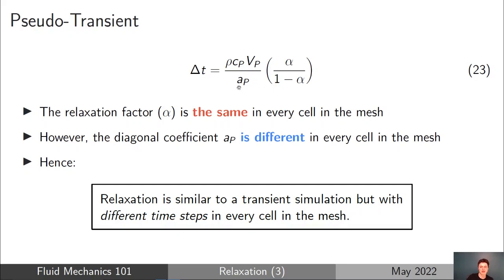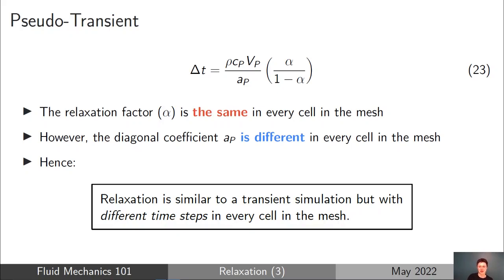But one thing we can say is that this coefficient AP will be different in every cell in the mesh in general. And so what that tells us, by looking at this equation, if you had a general CFD mesh, when you choose a relaxation factor of, say, 0.7, that's applied to all the cells in the mesh. But the result of that is that the simulation evolves with a similar effect to a transient simulation, but with a different time step in every cell in the mesh.